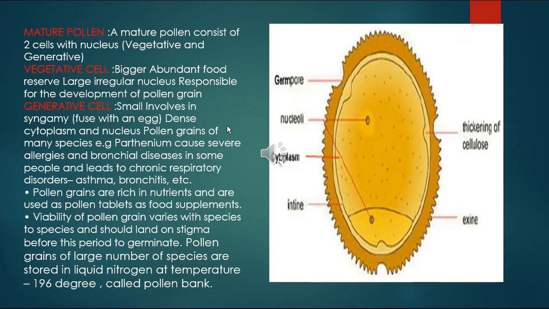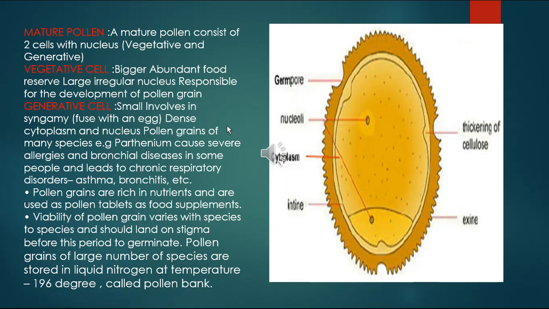It is possible to store pollen grains of a large number of the species for years in liquid nitrogen, that is minus 196 degrees Celsius. Such stored pollen can be used as pollen banks, similar to seed banks in crop breeding programs.